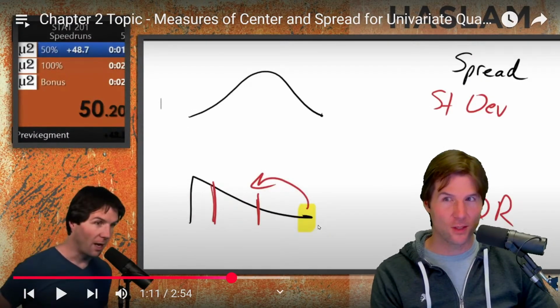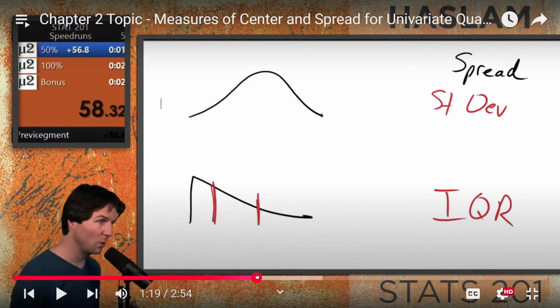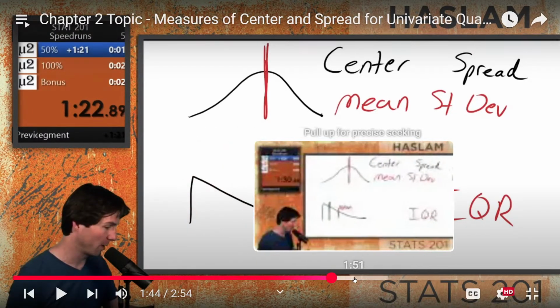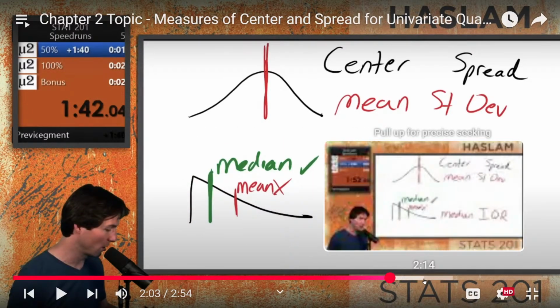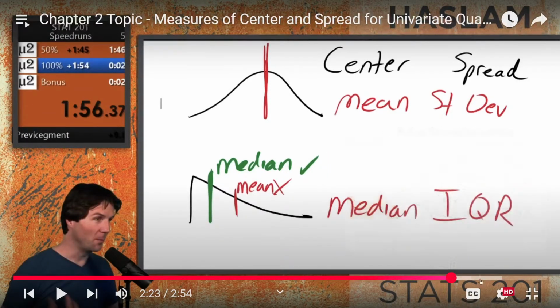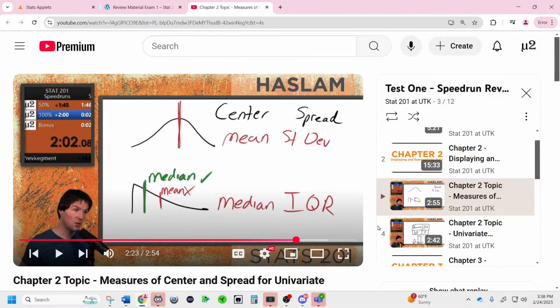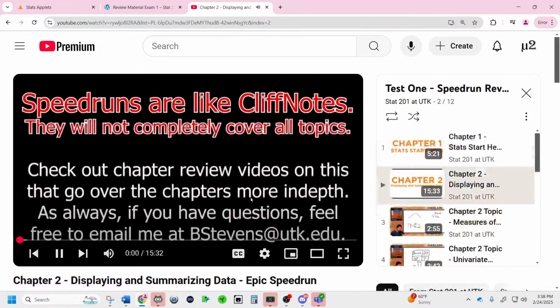So when this right here is reviewing for you, I don't use this screen as much anymore. Maybe I should. Maybe it's a good way to do it. But we're reviewing: if data is skewed, use the median and use the IQR. If data is more normal, use the mean and standard deviation. They pretty much cover that. That's why I have this warning before them. Speedruns are like Cliff Notes.